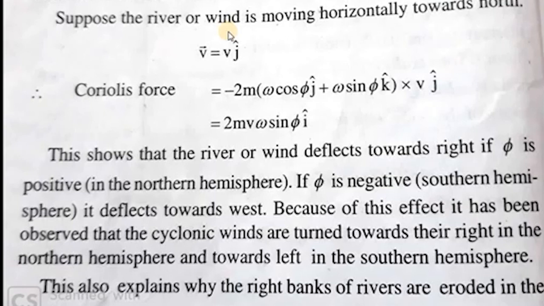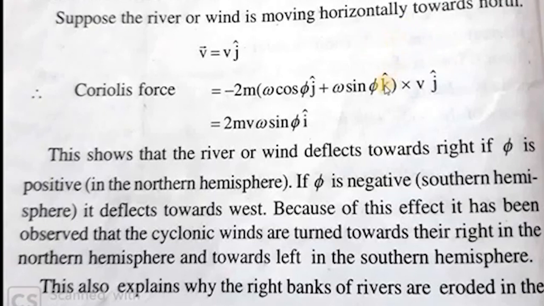The coordinate system shows this. And the expression for Coriolis force is minus 2m omega (cos phi j plus sin phi k). If you take the cross product with respect to the direction of the wind, which is moving horizontally in the northern hemisphere, then J cross J is 0, and K cross J is what? You should remember that IJK represents cyclic rotation: I cross J is K, J cross K is I, and K cross I is J.